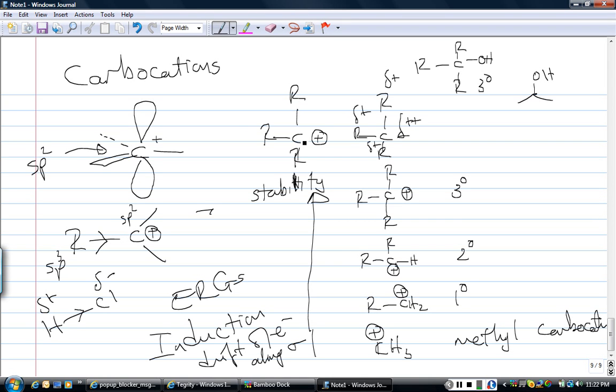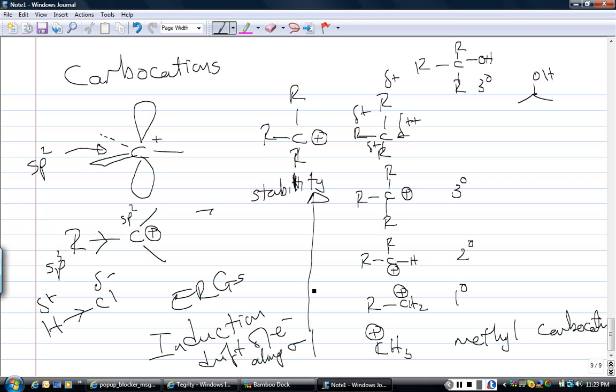This carbon is more electronegative than that carbon, A because it's sp2 hybridized, and B because it's positively charged. And therefore, the electrons will be sucked towards the carbon or pushed by these carbons, resulting in a delocalization of charge and therefore a stabilization of the species. So for carbocations, the more R groups, the better.